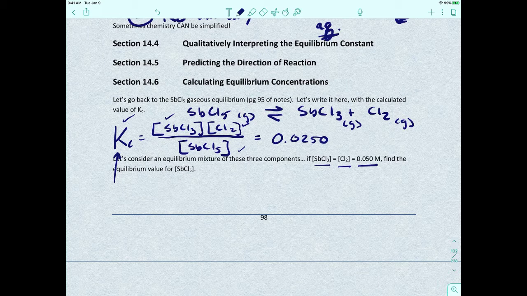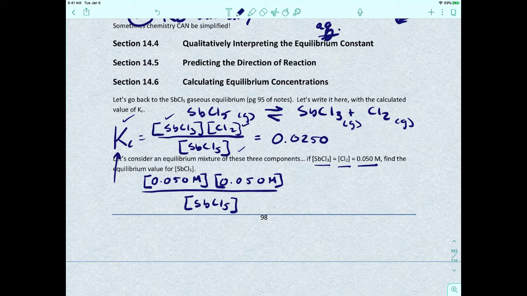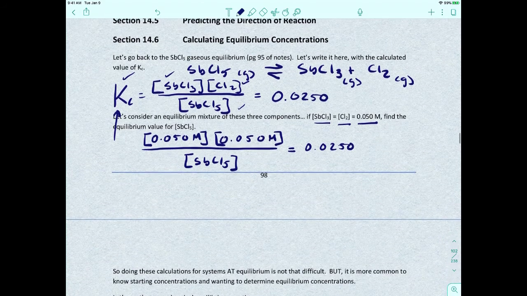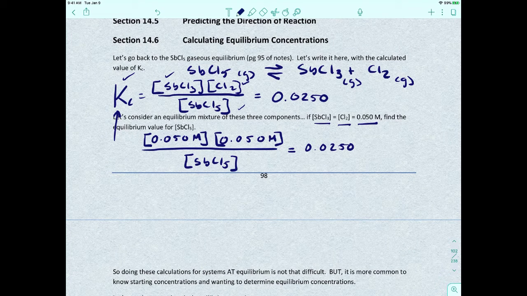Let's pop in the values that we know for this problem. The concentration of SbCl3 is 0.050 molar. The concentration of Cl2 is also 0.050 molar. And the concentration of SbCl5, that's what we're looking for. This is all equal to 0.0250. We need to solve for the concentration of SbCl5, and the only way to get it by itself is to multiply both sides by that concentration and then divide by 0.0250.